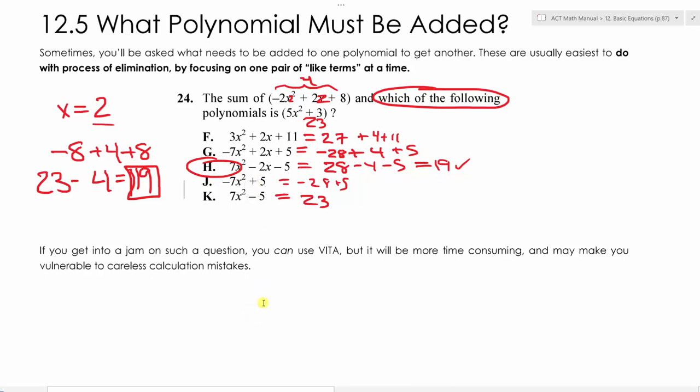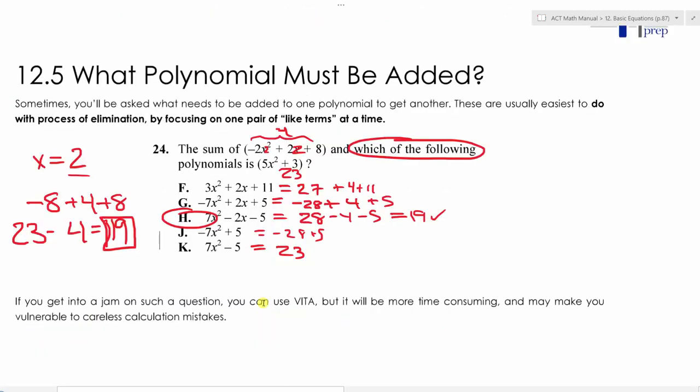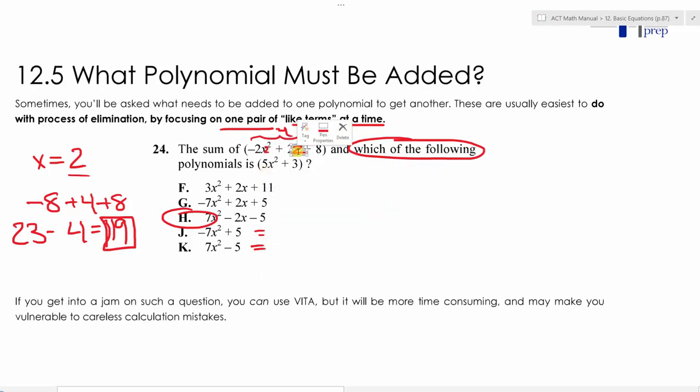Now, in terms of the algebraic solution, the way that you would want to do a question like this is sort of one column at a time, or one pair of like terms at a time. Now, what do I mean by that? Here's what I mean. I'm going to clean this up so that we can all see what is going on here. Get rid of all of this. So we are going to do this.